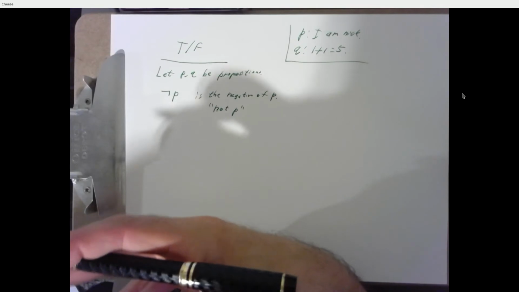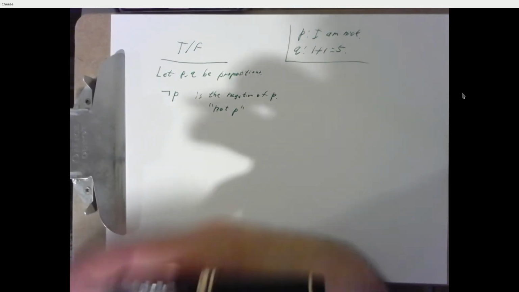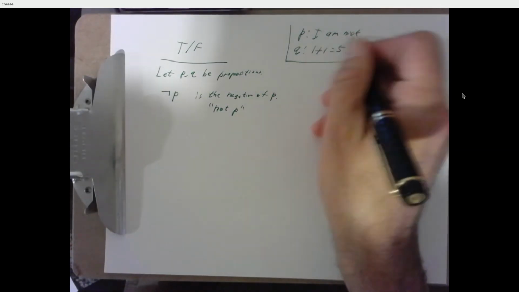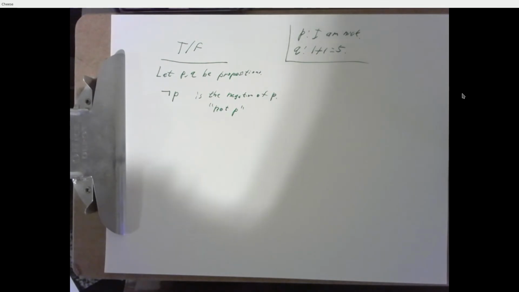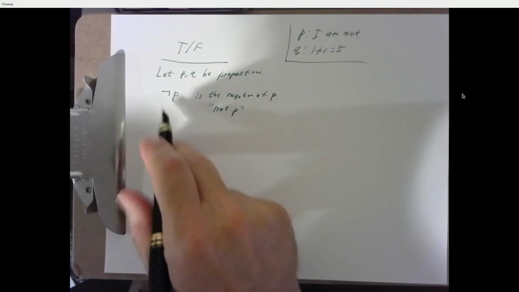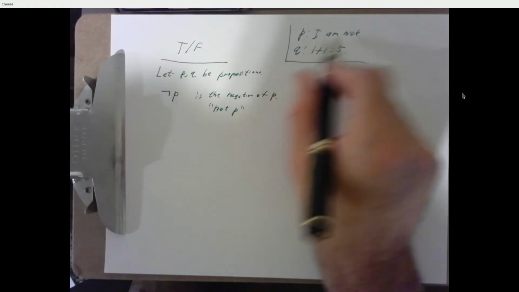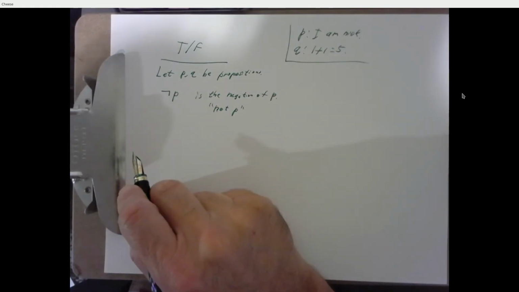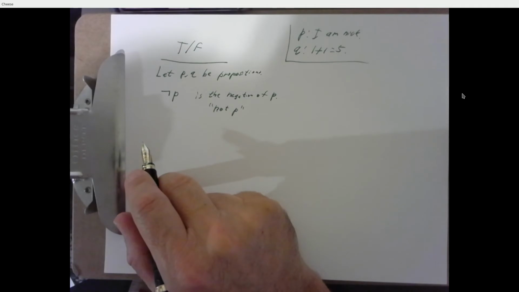But the meaning would literally be the opposite value of whatever the truth value of this proposition is. So if I'm Nick, then not P turns out to be false. If I am not Nick, then not P would turn out to be true, because not P says I am not Nick. So that's a negation.